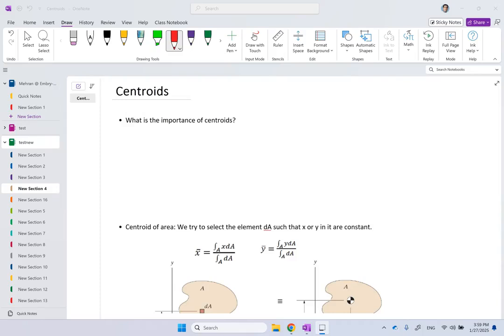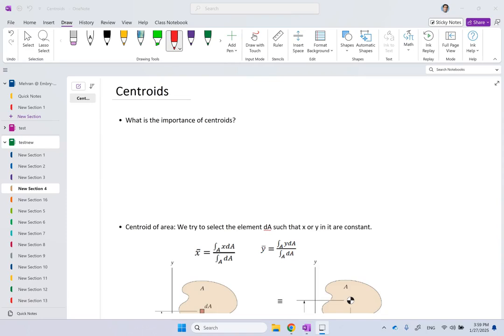Hello everyone. In this video, we are going to talk about centroids, or you might call them center of mass, center of area, center of curve, and so on. So we want to learn all we need to know about this important topic.